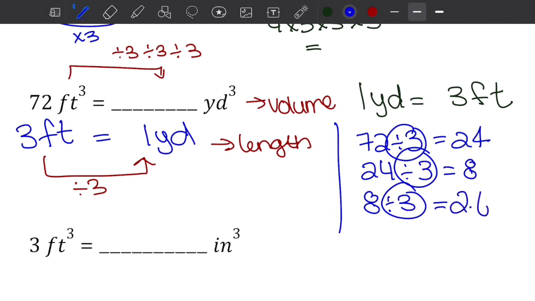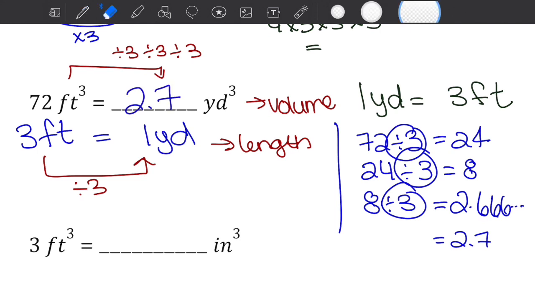So it's going to be 2.666 repeating. Normally a question will tell you what to round to. I didn't in this case, so I'm just going to round to the nearest tenth and say 2.7. So my answer here is 2.7, and I'm going to highlight that.